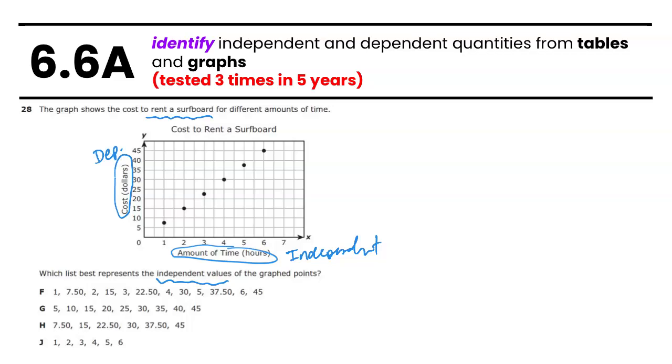And so in this case, we're being asked for the independent values. So we might want to make sure we're using that word in our instruction as well, not just quantities, but values also. And so what we notice is that the independent values are 1, 2, 3, 4, 5, and 6. And so that would lead us to answer J as the correct answer.